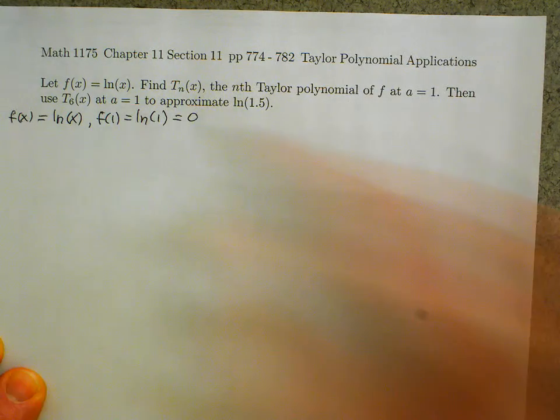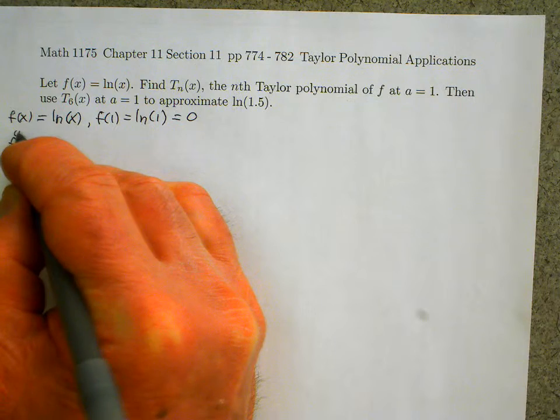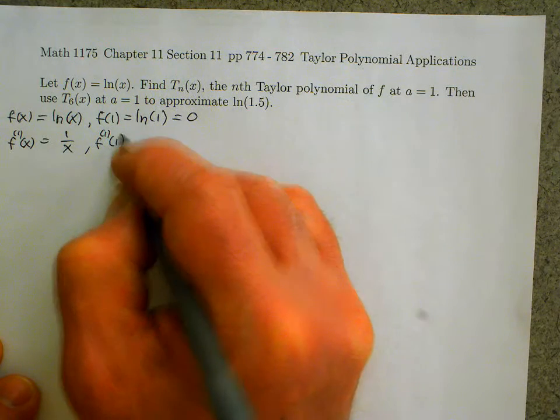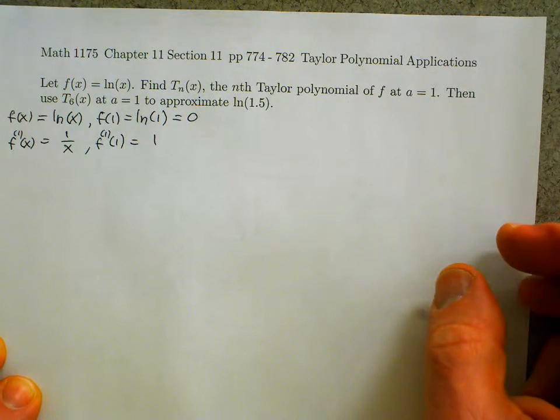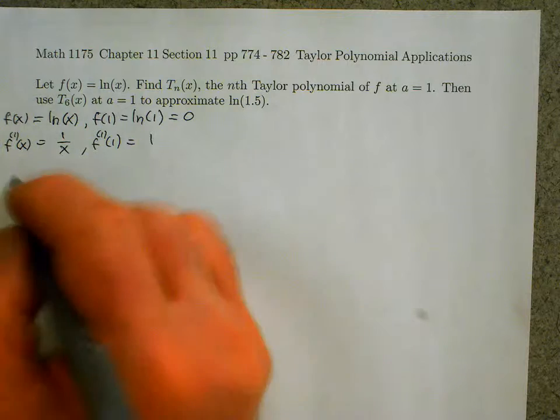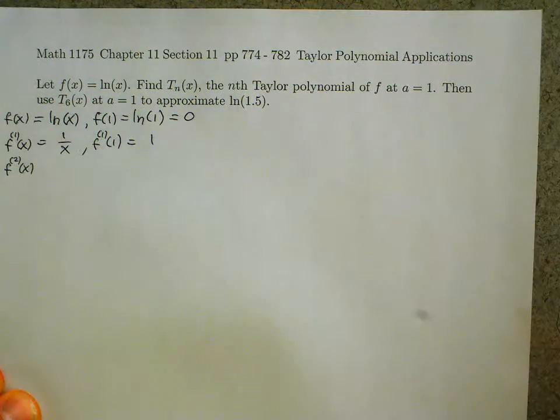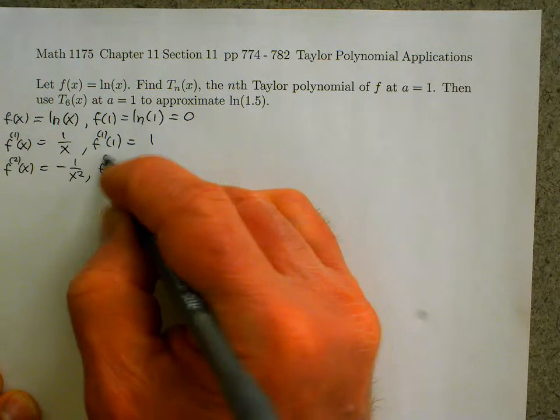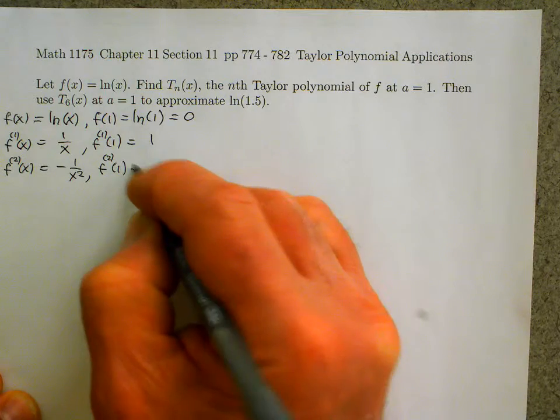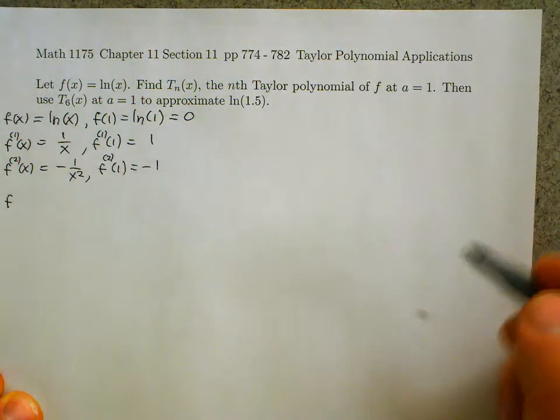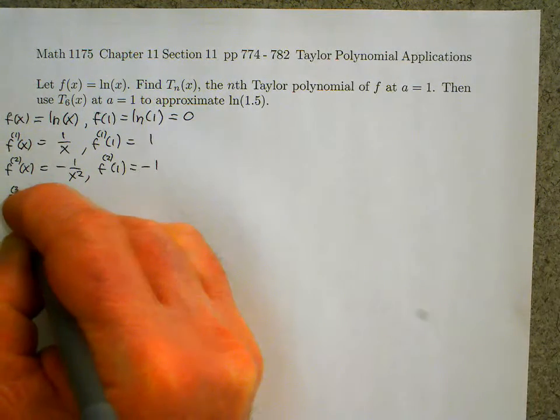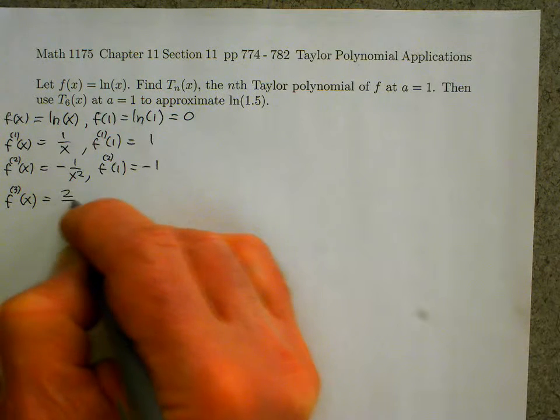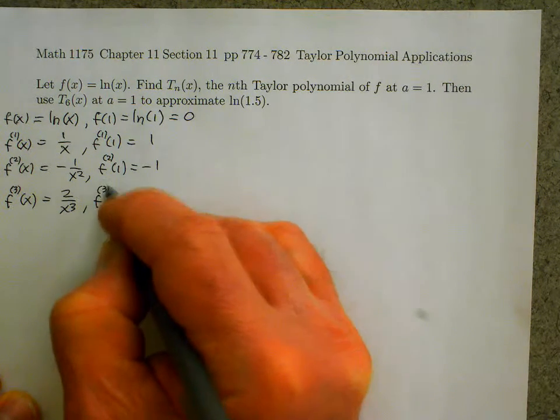Well, the natural log of 1 is just 0. The first derivative of f is 1 over x. Evaluate the first derivative at 1, we get 1 over 1, or 1. The second derivative, the derivative of 1 over x, is negative 1 over x squared. And so the second derivative evaluated at 1 is negative 1. I know this is probably tedious, but the third derivative is going to be positive 2 over x to the third. And the third derivative evaluated at 1 is positive 2.